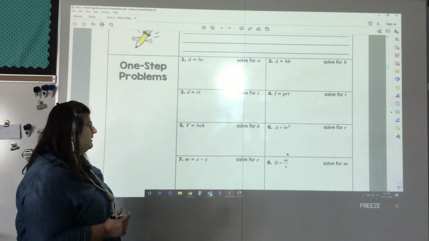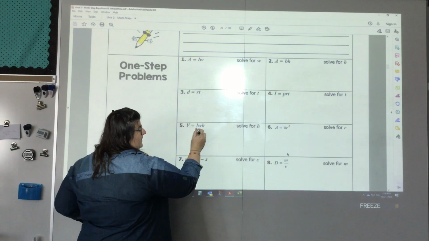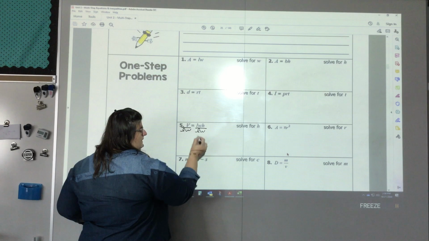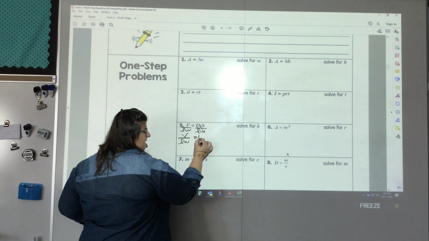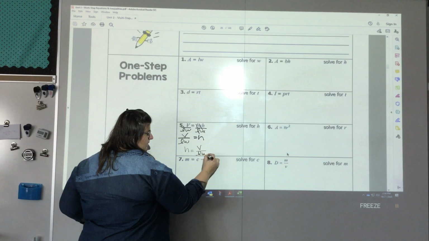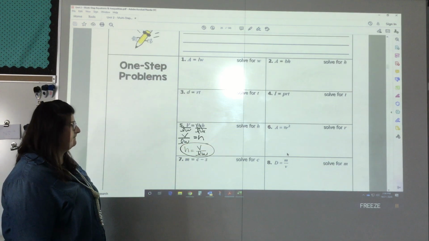So number 5, it's a volume formula. We're solving for the height. I need to get rid of my length and my width, so I'm going to divide by LW. The L's cancel out, the W's cancel out. Volume over the length times width equals the height. Symmetric property. Rewrite that with my H on the left.